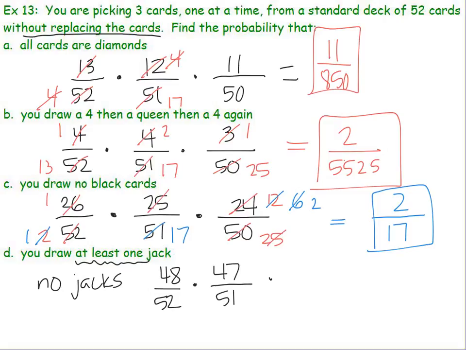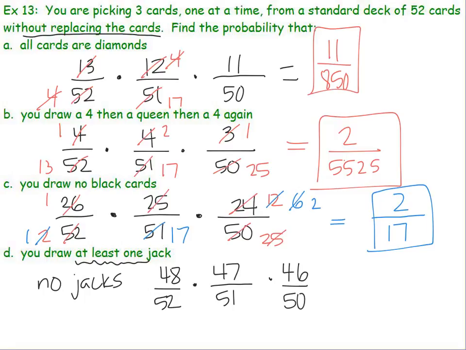Okay, so we drew a card. Guess what? It was not a jack. So now we need to find a third card that is not a jack. That leaves us with 46 cards that are not jacks out of 50. So we need to do a whole bunch of canceling.